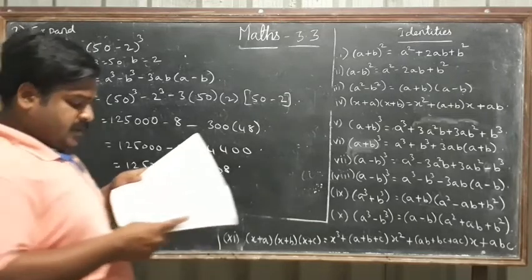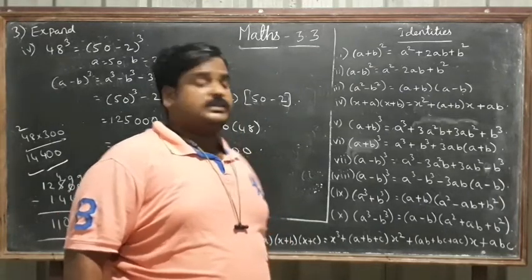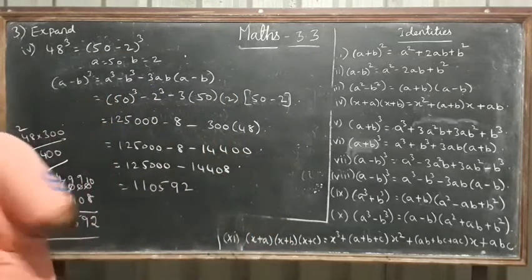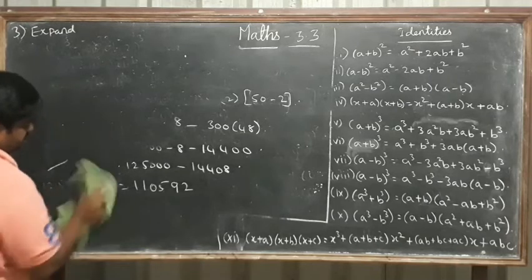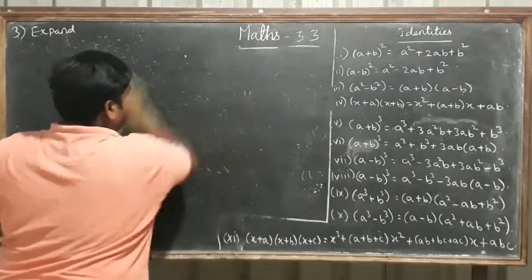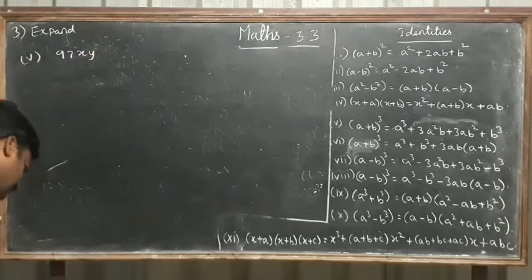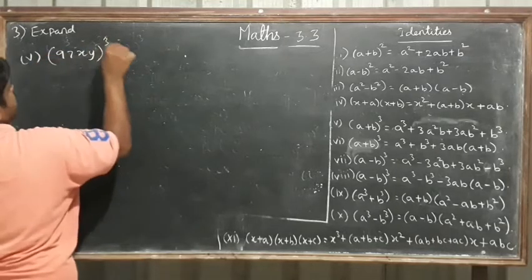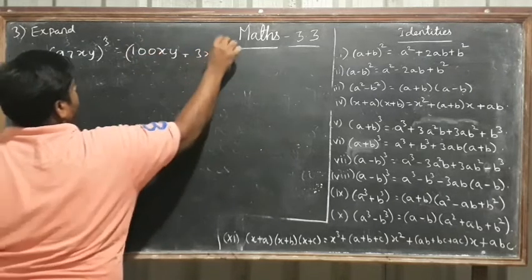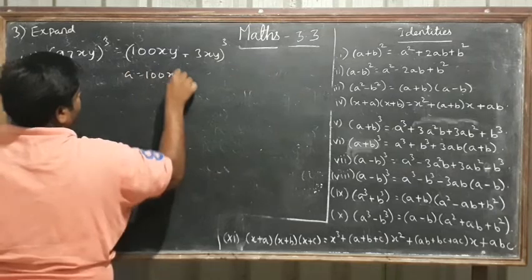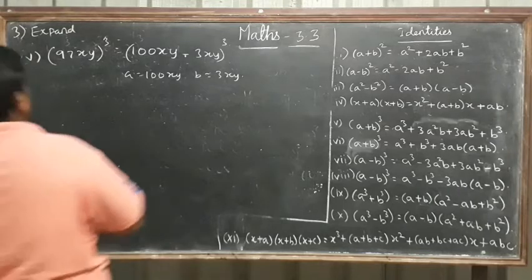I'll give you one sum as homework, that is (97xy) the whole cube. I'll give you a hint to do the sum. The fifth sum is (97xy) the whole cube. This can be written as (100xy minus 3xy) the whole cube. So now take this a as 100xy and b as 3xy and again apply the same formula and solve this sum. Clear?